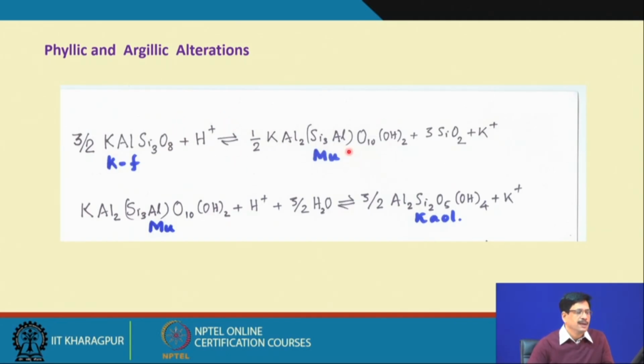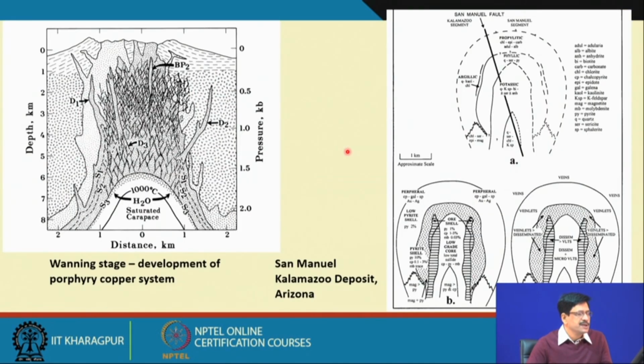One of the interesting things here is the waning stage of the magmatic hydrothermal system like the porphyry copper. Once the magmatic stage is coming to a close, there is enough opportunity for low temperature fluids like meteoric fluid to get infiltrated into the system and interact with the materials to give rise to different types of alterations.